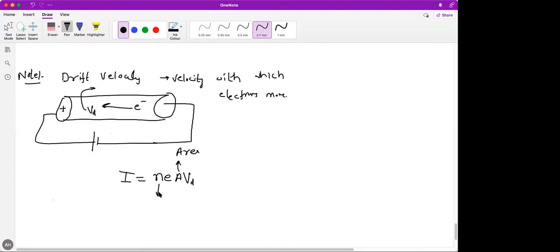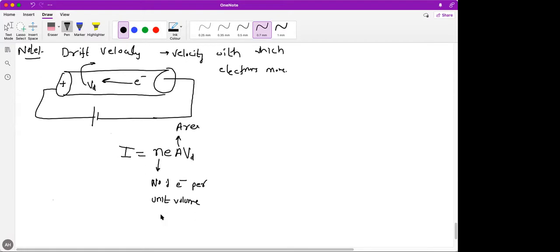What is n here, Fatma? Do you remember what n is? No. Mariam, do you remember what small n is? Electron? No. It is the number of free electrons, the number of electrons per unit volume. Yes, number density. Small n is the number of electrons per unit volume. So this is the concept of drift velocity that we will be using.